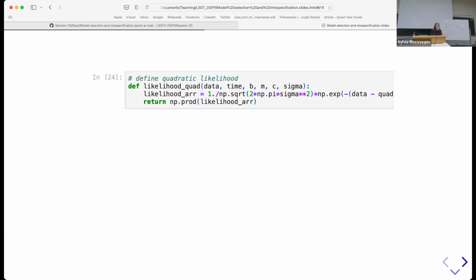Yes. Very quickly, what is a nested model? It just means that it is a subset of a parent model. So the parent model reduces to the nested model in some limit.